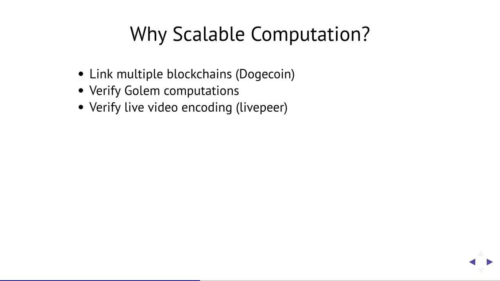Another project is Golem, a project to pay other people to do your computations, and their white paper mentions TrueBit to actually verify that these computations were done correctly. And another example is LivePeer. They want to create a video streaming platform where people are paid to encode the videos, and they want to use TrueBit to verify that the encoding was done correctly.